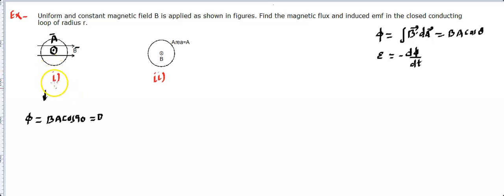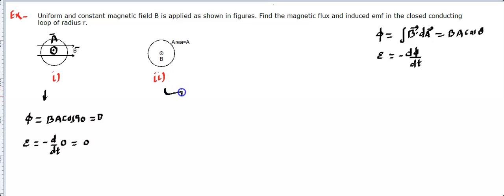Since flux is 0 and 0 is a constant, so EMF is also going to be 0 because we need to do this minus d upon dt into 0, and 0 differentiation is a 0. So that means in this first case, neither there will be any flux passing through, nor there will be EMF, because if there's no flux, then there is no change. If there's no change, EMF is 0.